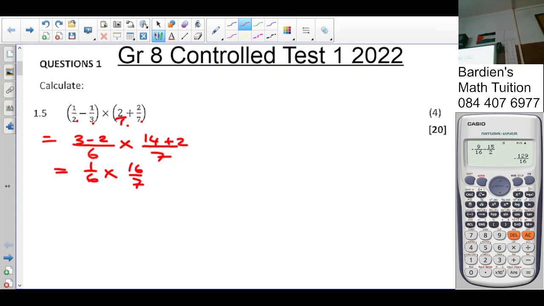16 over 7. What number goes into 6 and 16 without remainder? 2 goes thrice, 2 goes 8 times. So it's going to be 8 over 21. Is that correct? Okay.